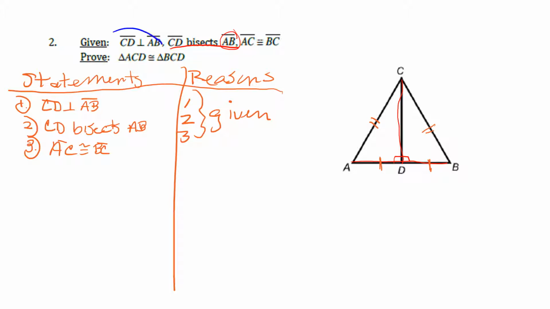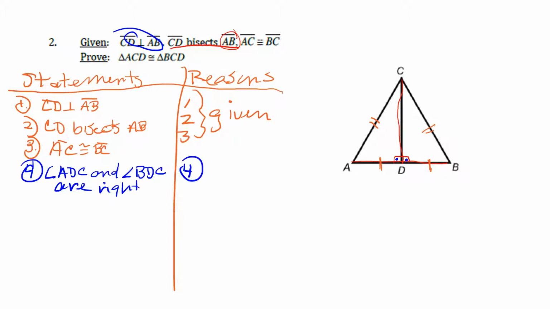Now I'm going to work with this first given. We already said that we know that perpendicular lines form right angles, so my next step is just to list those right angles. And I already marked them off in my diagram, and they are here and here. So I'm just going to say angle ADC and angle BDC are right. And I know that because perpendicular lines form right angles. So definition of perpendicular.